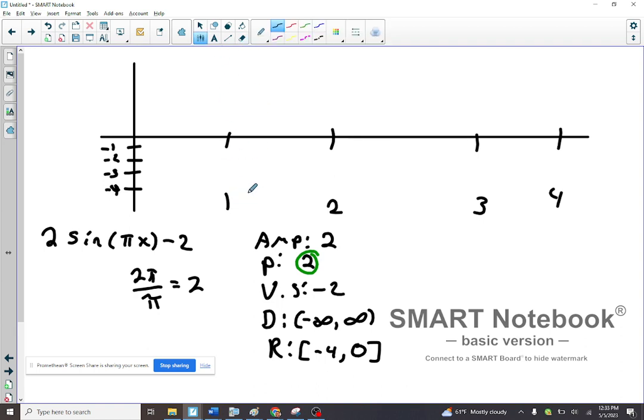Oh, this one doesn't have pi. Yes, because remember, our period became just a normal 2. If it did have pi, we'll still put the pi. So in this case, it's half. This is going to be 3 halves, 5 halves, 7 halves.